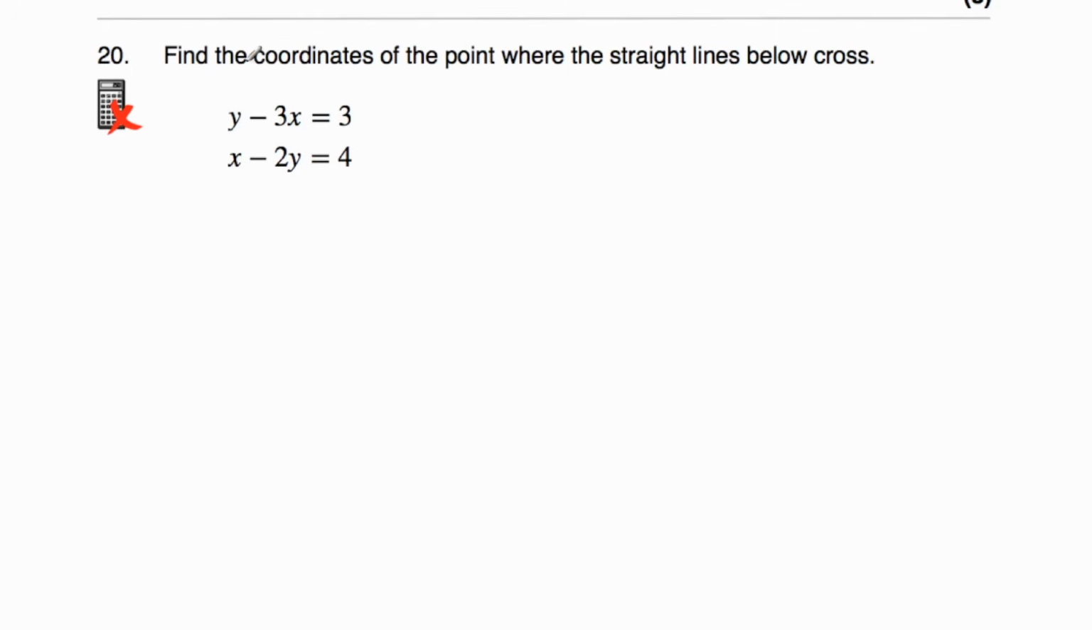So question number 20 says, find the coordinates of the point where the straight lines below cross. So we've got the line y minus 3x equals 3, and we've got x minus 2y equals 4.